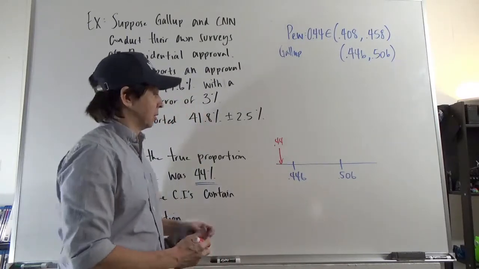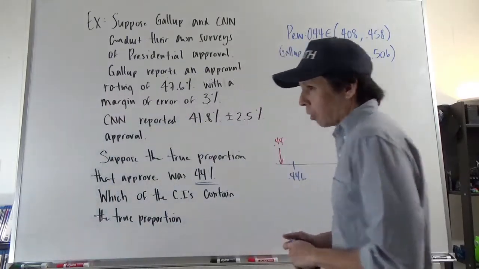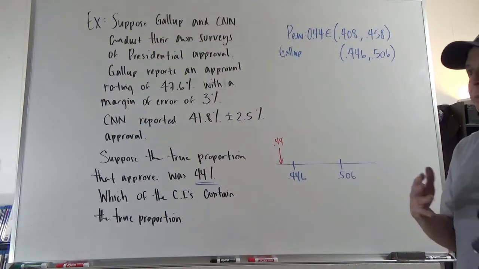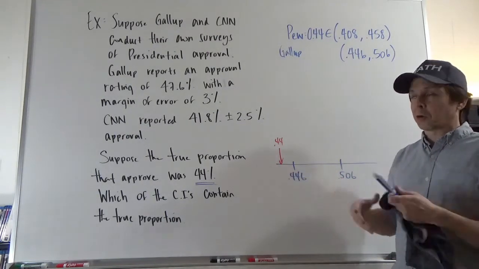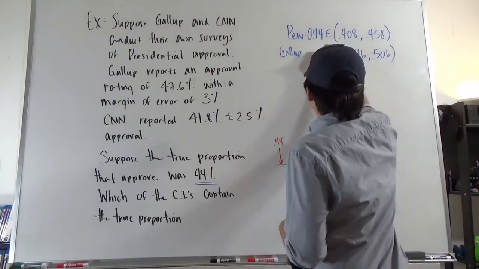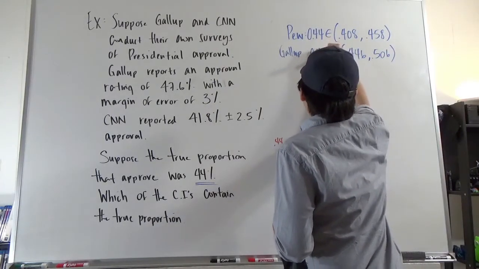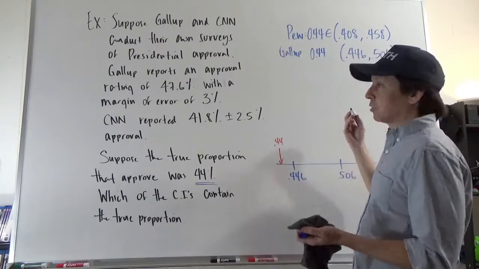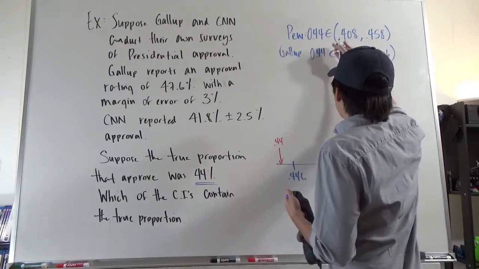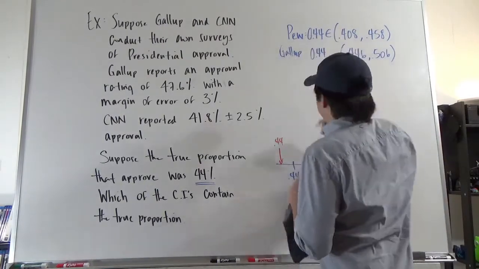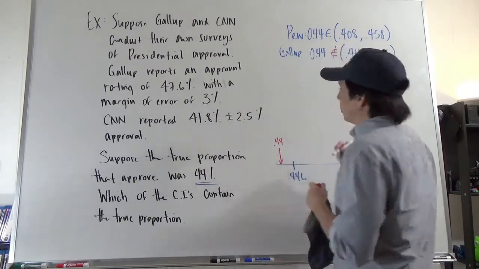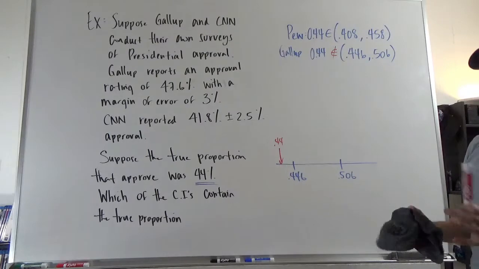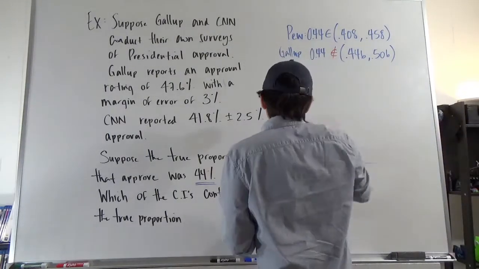They missed it. Not because they did anything wrong, it's just that their sample happened to have a disproportionate number of presidential haters. So just by sheer coincidence, they were one of the 5% that gets it wrong. I'm going to put that in red to highlight it, so we can see that that's the one that got it wrong. Well, we haven't decided whether CNN got it right or wrong yet.